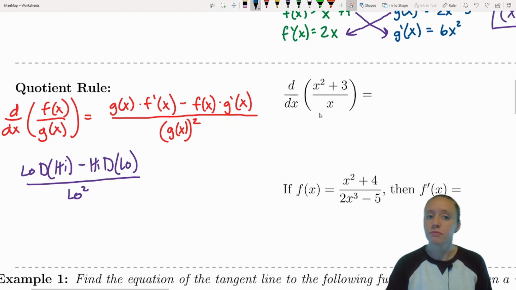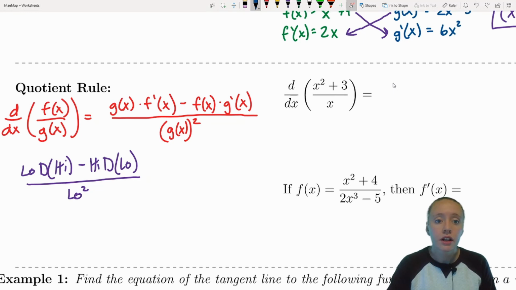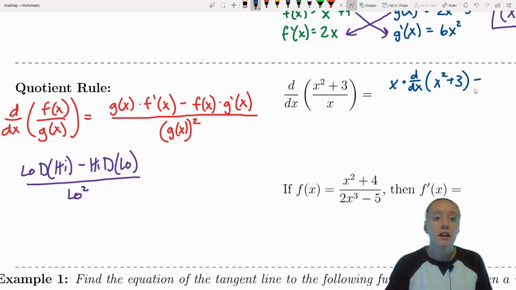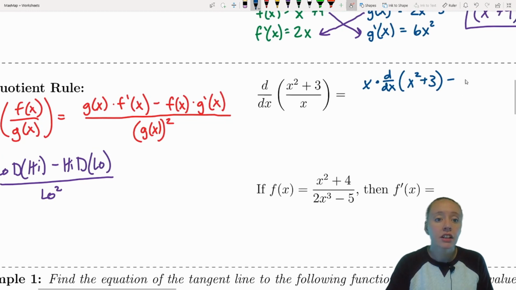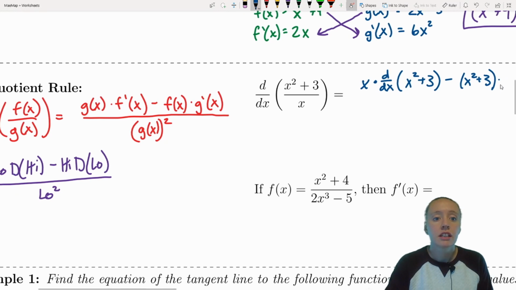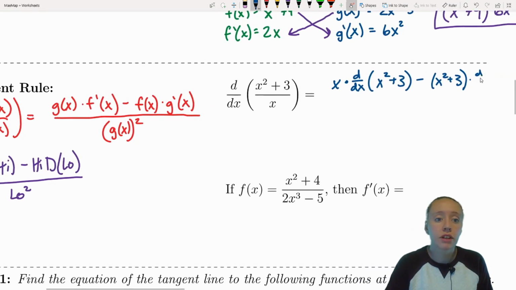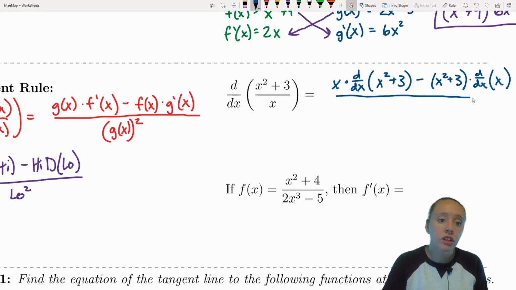So we're going to do low d high minus high d low all over low squared. So low is x, and then d high, I'm just going to write this as the derivative of my higher function, x squared plus 3. And then we have minus high, which is x squared plus 3, that's my numerator function, d low, so times the derivative of my denominator function, all over low squared, so x squared. Now let's actually finish this out.